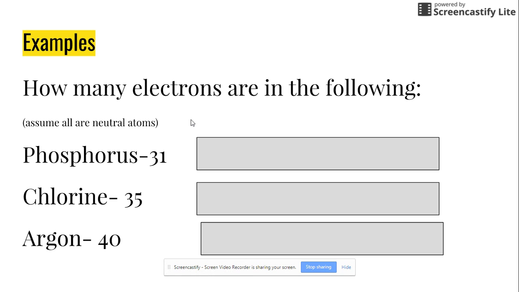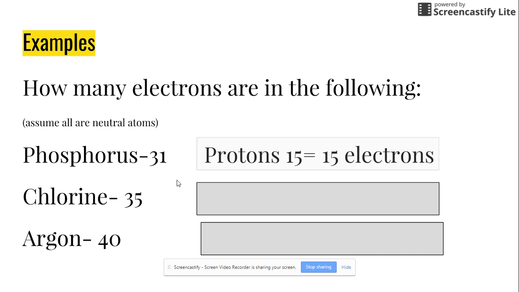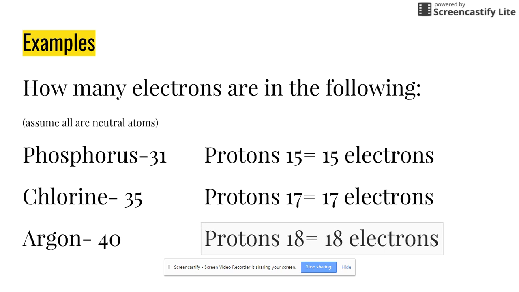Now, electrons, assuming they're all neutral atoms, we remember from a few slides ago that protons and electrons are equal. So again, you would look at the atomic number, and they would be the same as what you put for protons, because protons and electrons are equal for now.